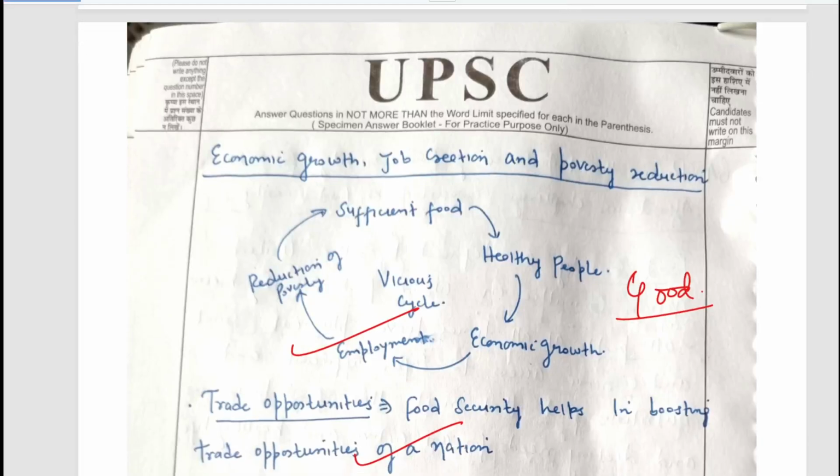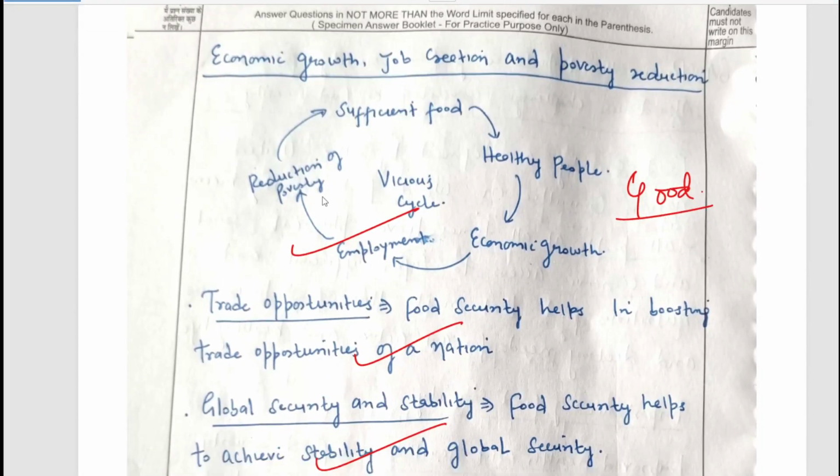So well written points. Some of these types of charts have been mentioned, how a vicious cycle of poverty, or you can say economic growth, job creation and poverty reduction, are all in a cycle. Healthy people, economic growth, employment, reduction of poverty, sufficient food. And that will be just opposite here. Unhealthy people, there will be no proper economic growth, there will be unemployment, because unhealthy people will not be able to work. So all these things can be linked here. So well written, well drawn this chart.